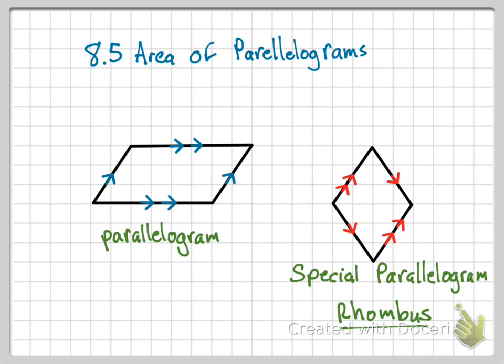In this lesson, we are going to focus on finding area of parallelograms. A parallelogram is a quadrilateral whose opposite sides are parallel. To the left, we have a typical parallelogram where you see the opposite sides are parallel. To the right, we have a special parallelogram where the sides that are opposite are also parallel and they are also congruent. This is called a rhombus.